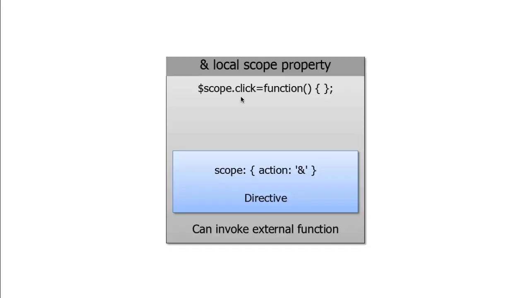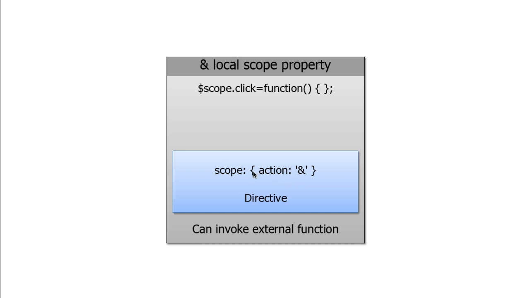So from a code standpoint, it looks like this. Let's say that the outer parent controller has this click that's associated with a function. And when that's invoked, it does whatever. It might show a dialog or something like that. But what we want is the directive to be able to know about this function right here, so that when something happens in the directive, it can actually call the function.